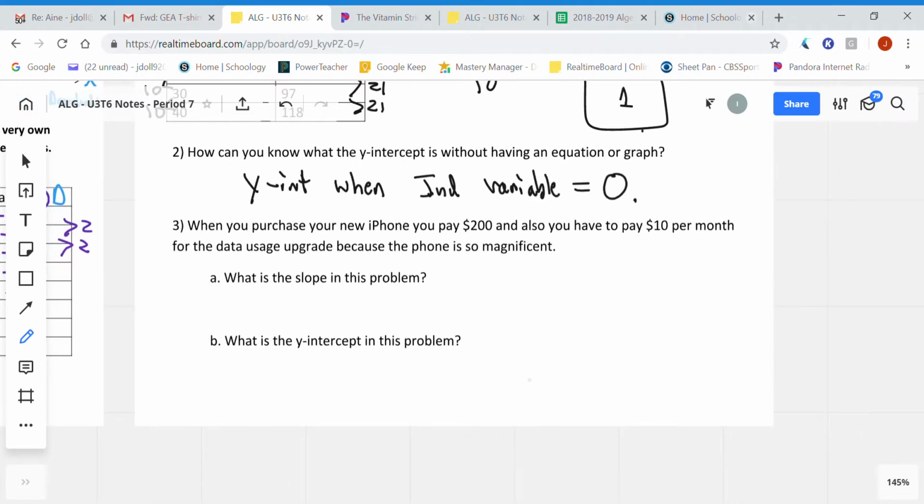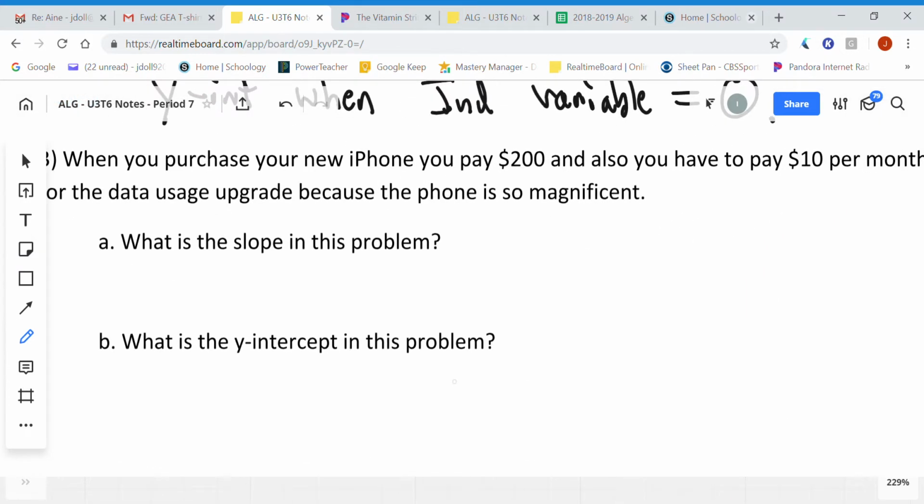So if we look at this example, a new iPhone, you pay $200 and you have to pay $10 a month for data. Well, our rate of change, our slope in this problem is $10 for 1 month of data, right? That is our m. The y-intercept would be what you get when x equals 0, right? x equals 0 when you're dealing with the y-intercept.